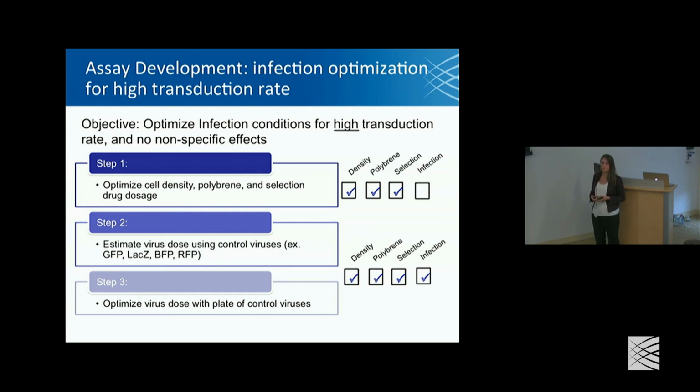Once these 3 key variables are optimized, we then move into step 2, where we're going to estimate the virus dose using control viruses such as GFP, LacZ, RFP, and BFP. These are just a few; there are many other control viruses to choose from. And once we get a good gauge of what virus dose to use for your cell type, we then move into step 3, where we optimize the virus dose with a plate of control viruses that are actually going to be used in your screening library.